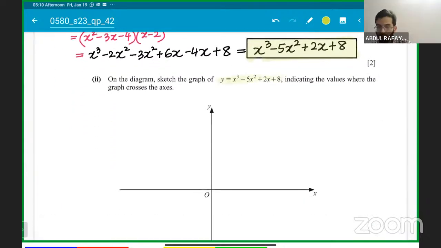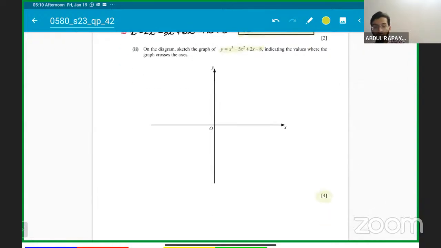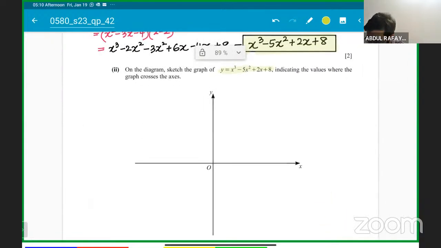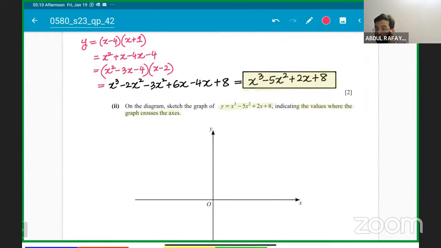Always remember, when sketching is done, be slow. Sketching, you need to be slow. Do it at the end. It's a 4 marks question. So understand how the sketching will be done, where the graph will cross the x-axis and the y-axis. Understand before starting the sketching how we draw the graph.